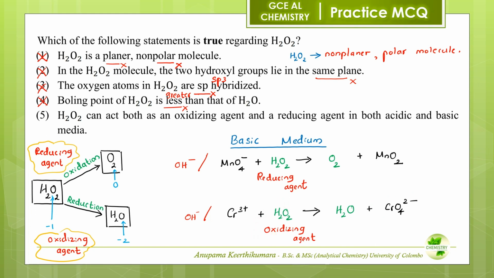Now we will move to the fifth statement. Hydrogen peroxide can act both as an oxidizing agent and a reducing agent in both acidic and basic media. This statement is correct, and there's another thing you need to remember. This redox property of hydrogen peroxide is pH dependent, and acidic medium enhances its oxidizing property, whereas basic medium enhances its reducing property. But hydrogen peroxide acts as an oxidizing agent as well as a reducing agent in both acidic and basic media. Answer is number 5.